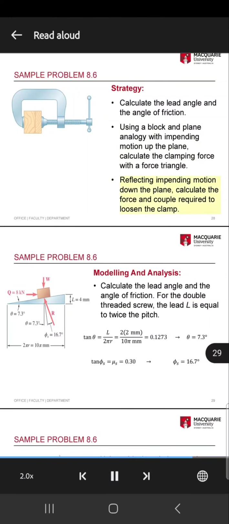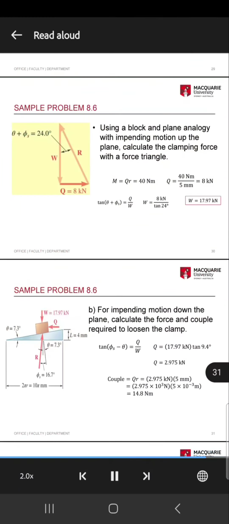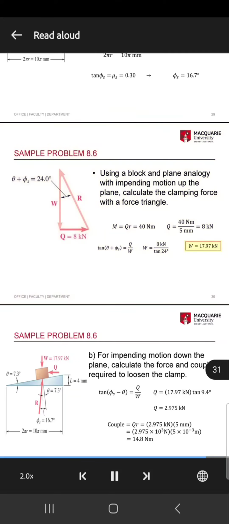Using the block on the plane, consider the motion of the plane. Calculate the force triangle for the motion down the plane, and calculate the force required to loosen the clamp. Free body diagram of the block. Force triangle with forces W, Q and R. Capital W equals 17.97 kilonewtons.